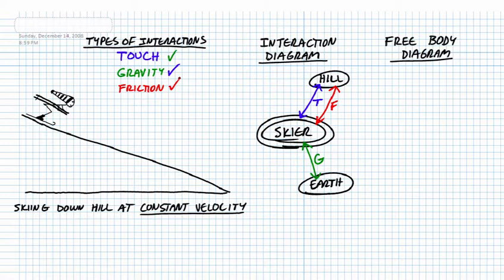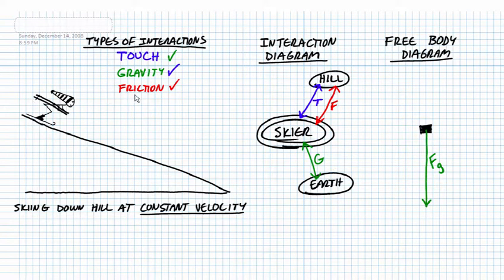Alright, now that we have our interactions done, we can go to the free body diagram. And having a good interaction diagram is one of the most important things you can do to make sure you get all the forces. We'll represent the skier with a box. And the first interaction we're going to concern ourselves with is gravity. The Earth pulls straight down, so we'll put the arrow straight down and label that F for force with a little subscripted G, so we know that that's the force of gravity.